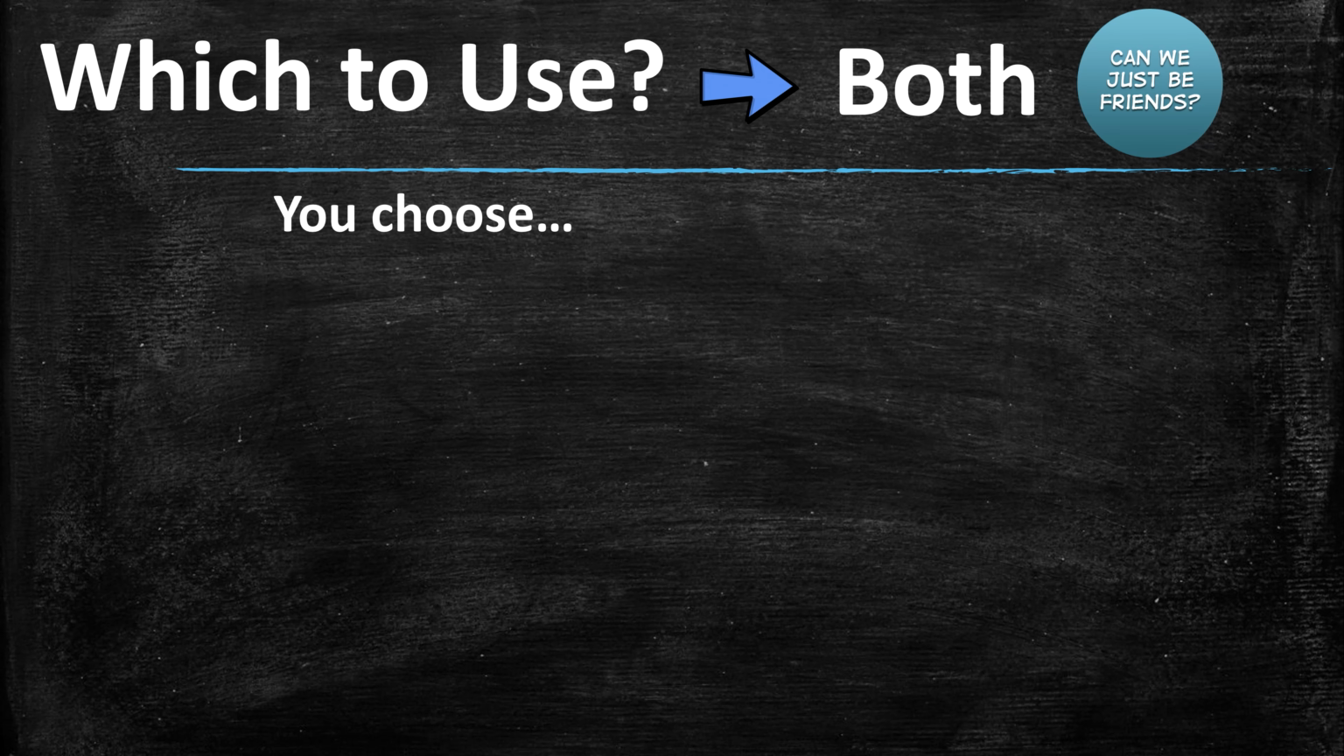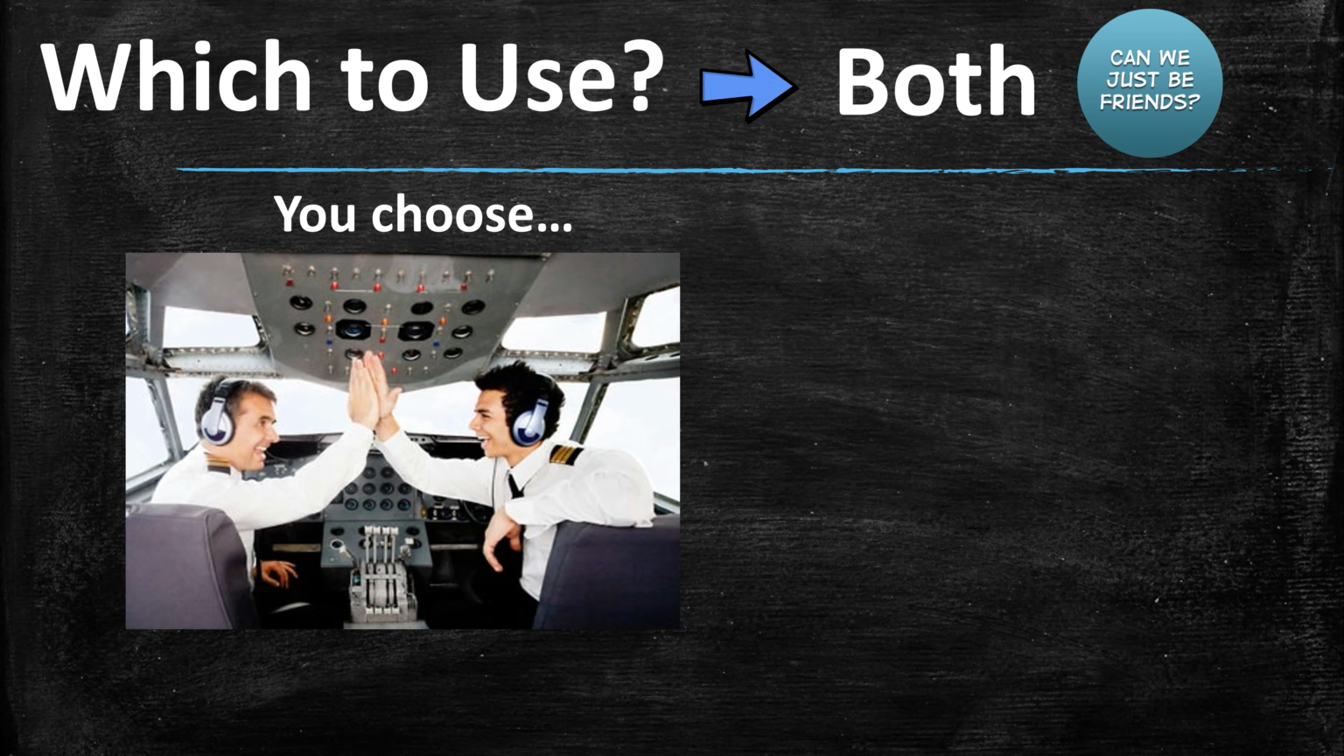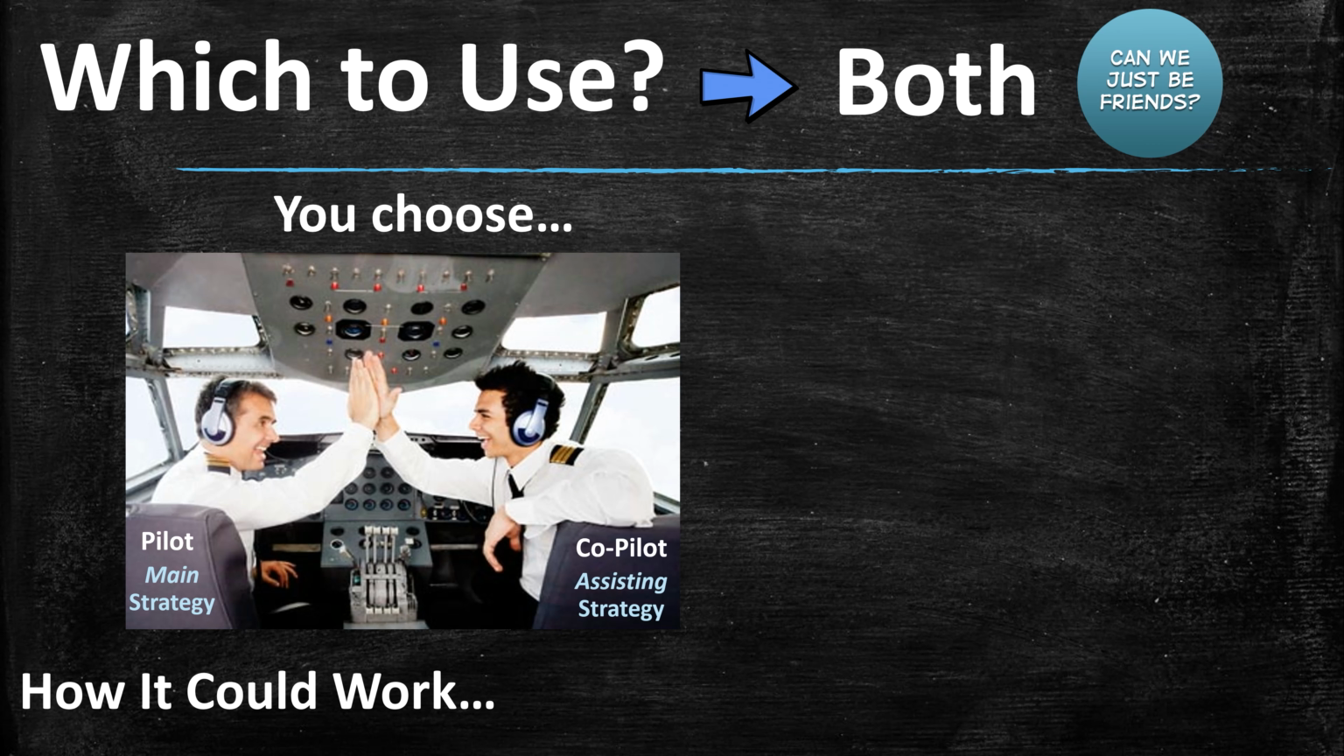That's all about personal risk tolerance and your comfort levels. But I envision it like this. You're going to have a pilot, and that's going to be your main strategy. And then you're going to have the co-pilot, and that's just going to be an assisting strategy. Now, this is how it could work, and how I would definitely use it. But I'm not saying this is the only way, or the way it has to be. This is just one way that it could work, where you have the pilot and co-pilot working together.